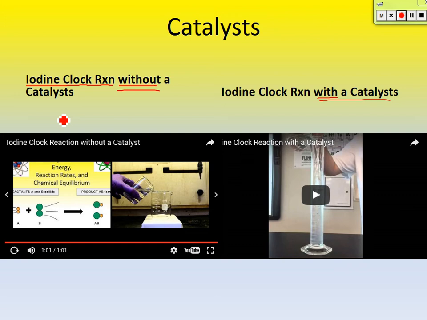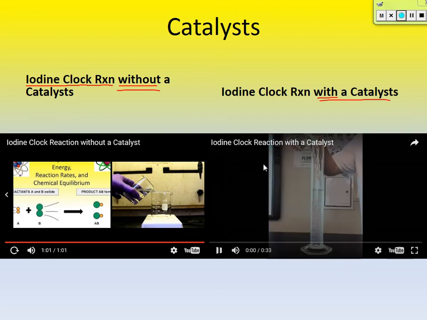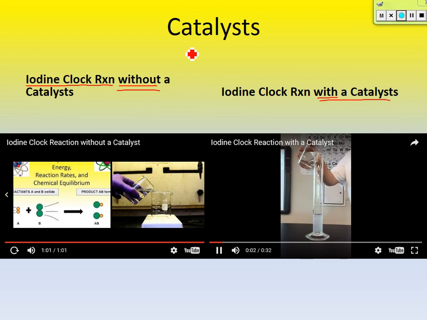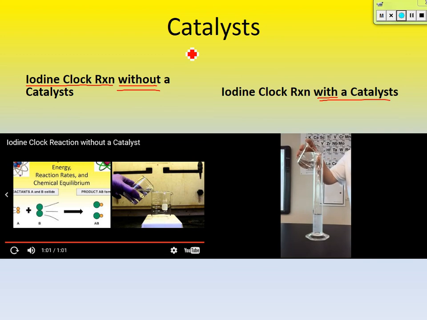The only difference now is that they have added a catalyst. So again, it's going to take some time. He's got to mix them. He's going to pour this into the graduated cylinder. But when it starts, make a mental note of how long it takes for the reaction to go to the top.